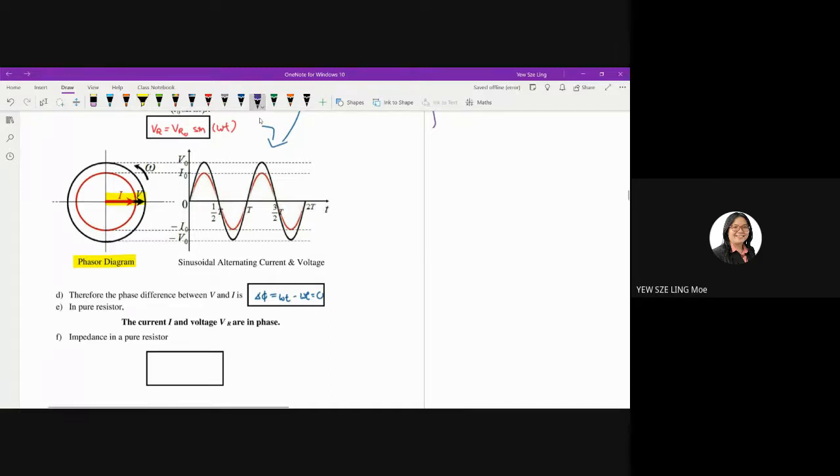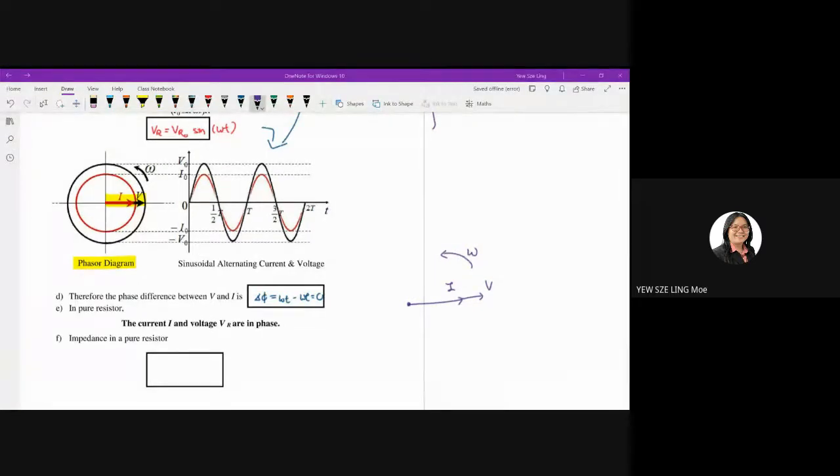When it comes to problem solving, bila dia datang ke soalan, how are you going to sketch the phasor diagram? You just sketch like this. This is your I, this is your V. This is the origin, and then they rotate in the anti-clockwise direction. Remember, circle is not part of the phasor diagram.